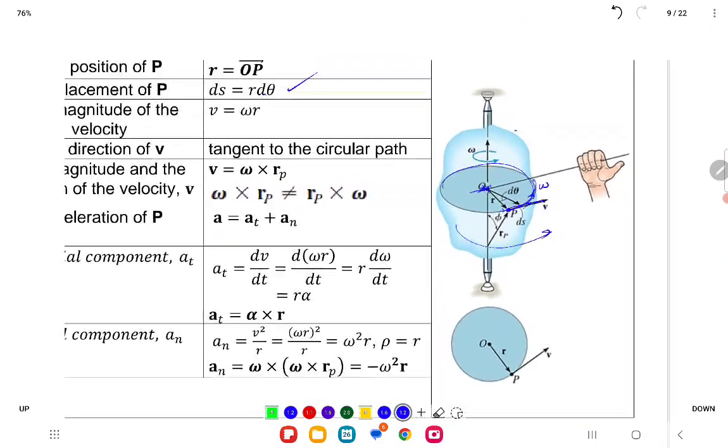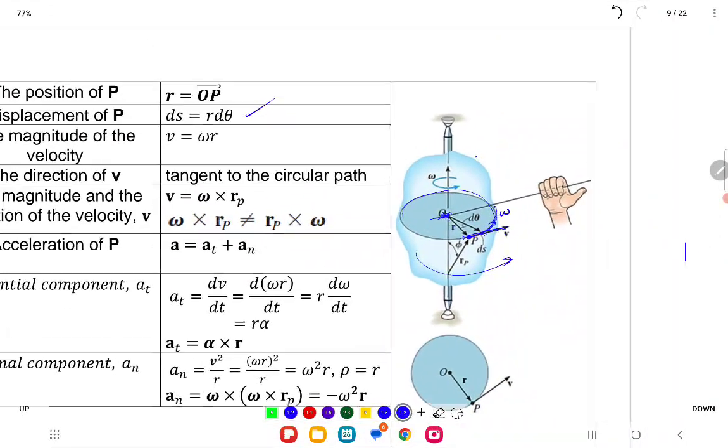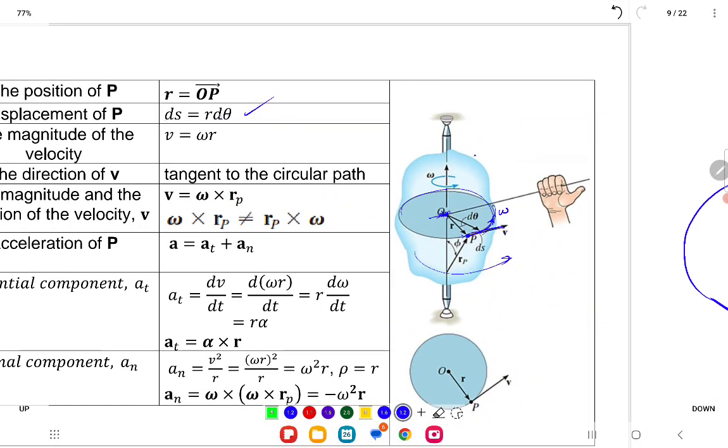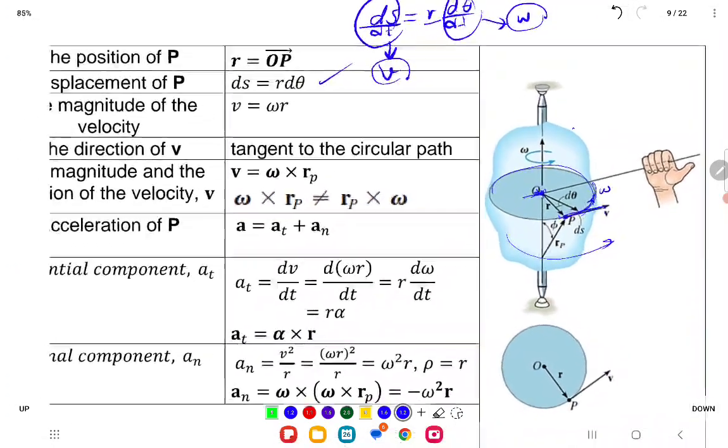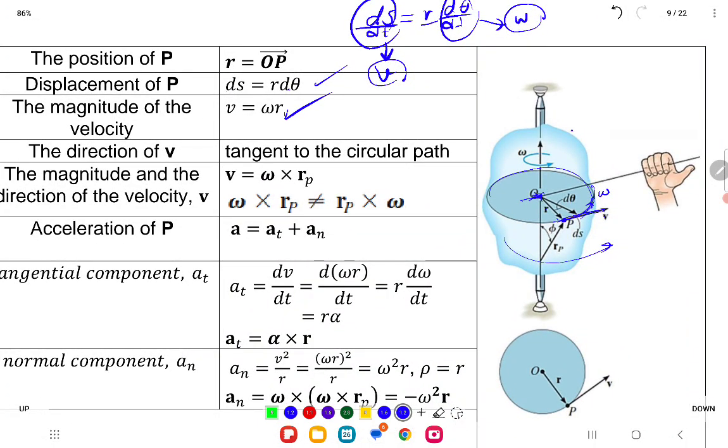Okay, why? Simply, ds is equal to r d theta, which is the proof. This is the displacement, equal to r d theta. If you differentiate that with respect to time, that will be the velocity, and that will be the angular velocity. So the linear velocity is equal to the angular velocity times the radius. What is the radius? It's the radius of the circular motion, or the rotation. So v is equal to omega times r.